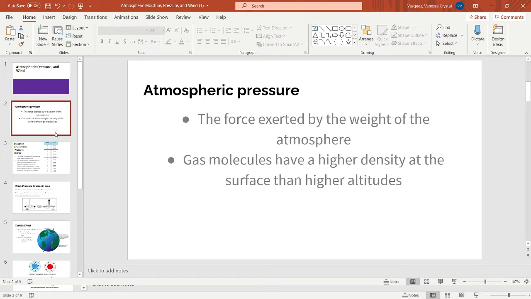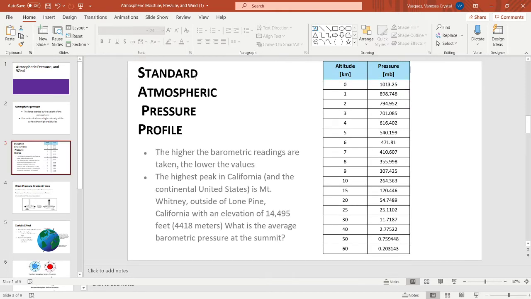Atmospheric pressure, also known as air pressure, is the force exerted by the weight of the atmosphere. The gravitational pull of gases to the surface creates air pressure. Gas molecules have a higher density at the surface than at higher altitudes, meaning there is higher pressure at the surface due to more weight of the atmosphere above it, compared to the mountains, which have a lower air pressure. In this case, this is the standard atmospheric pressure profile.